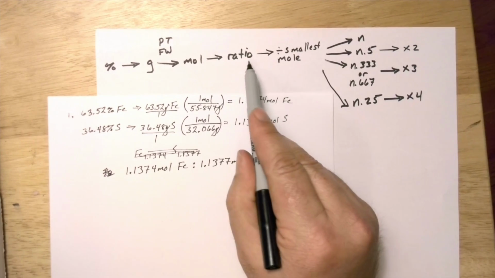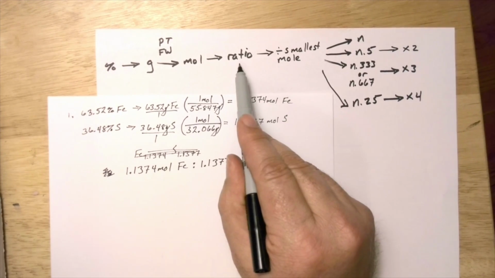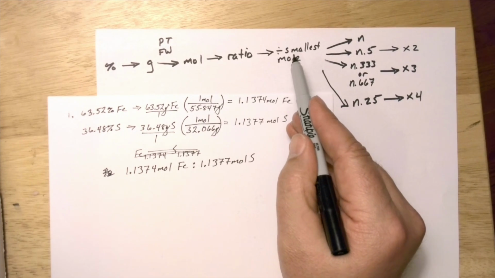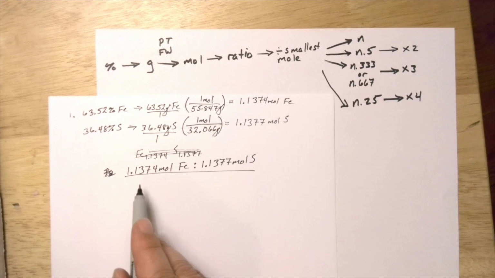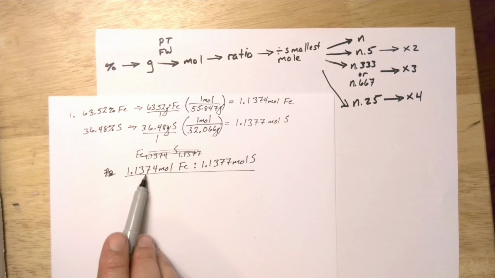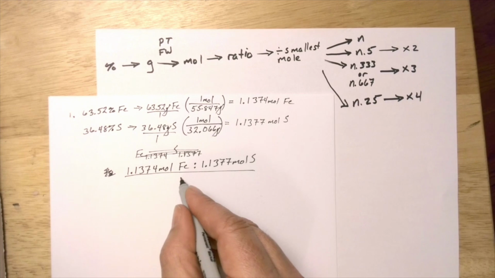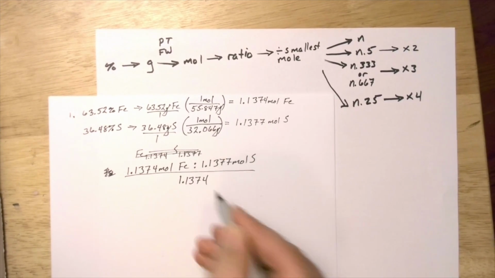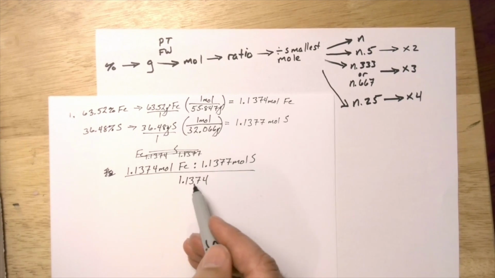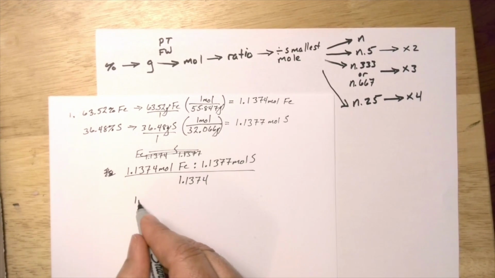So if you look at the flow chart, we sum up as a ratio. Now the next step is divide by the smallest mole. So between these two, the smallest one is this one right here. So I'm going to divide both of these by 1.1374. So when I divide these two, I'm going to end up with 1 mole of iron.